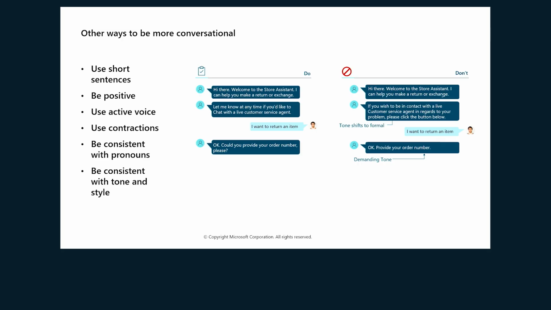Use active voice. Your agent needs to be goal-driven, and active voice sentences are short and direct. Active sentences tell the users what you're currently doing. For example, "No problem, I can resolve this for you."